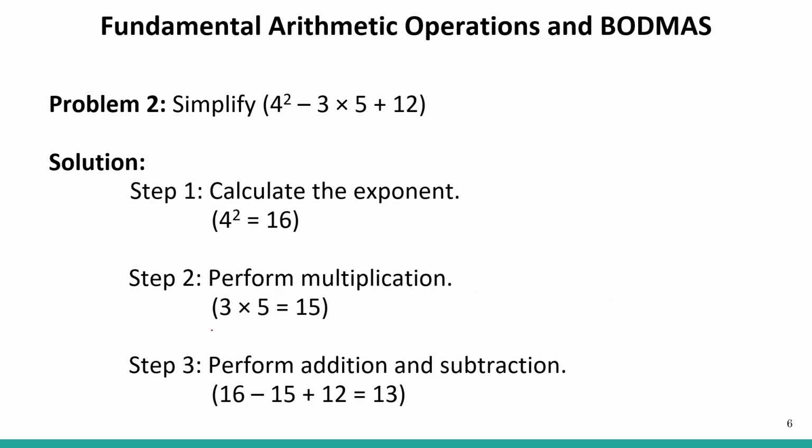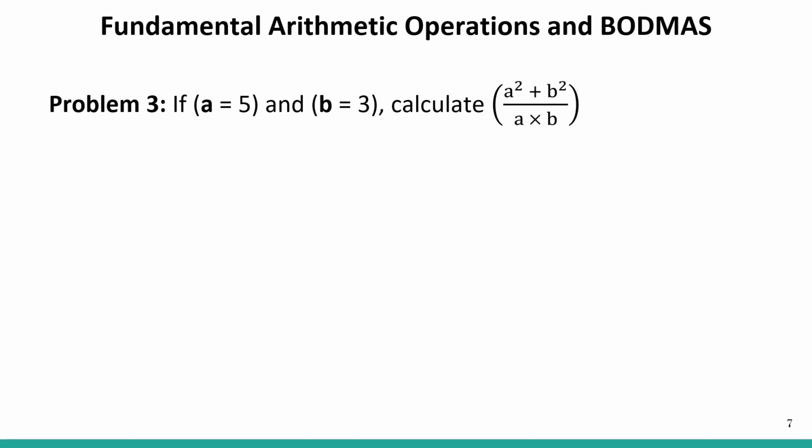The next question: if a is equal to 5 and b is equal to 3, calculate (a square plus b square) by (a into b). So what we have is 5 square plus 3 square, whole divided by 5 into 3. This is what we are left with: (5 square plus 3 square) divided by (5 into 3). Using the BODMAS rule.